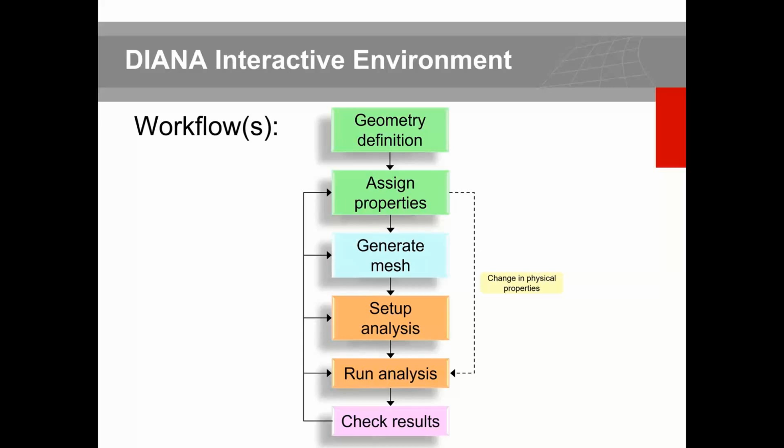Based on this workflow, any change of properties should be reflected in the mesh, because it's done at the geometry level. So every time you change some material properties or physical properties, you need to regenerate the mesh so that it's transferred to the mesh. Keep in mind that everything is done at the geometry level in Diana.